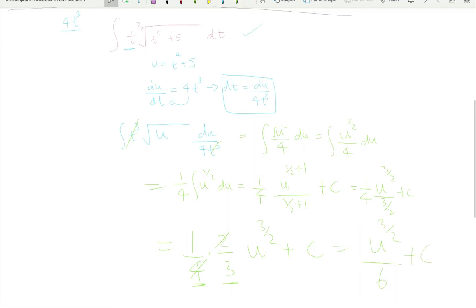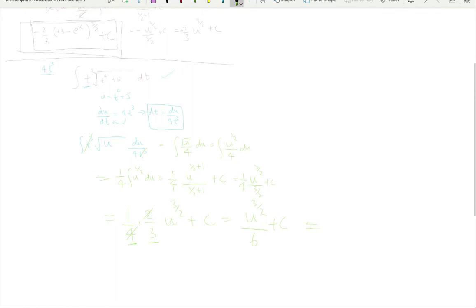Right, let's finish it by replacing u. u is t to the 4 plus 5. So t to the 4 plus 5, to the 3 over 2, over 6, plus c is the solution that you get after you solve this integral.